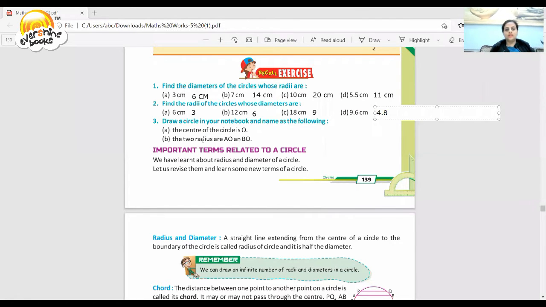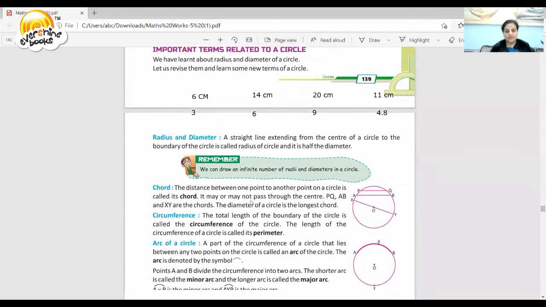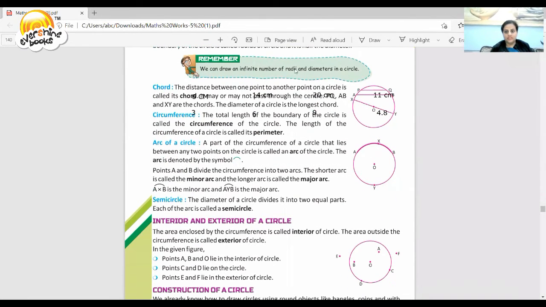Now draw a circle in your notebook and name it as the following. You have to do this with the circle. You can use a compass also. Now we can draw an infinite number of radii and diameters in a circle, because we know that a circle has infinite points. Infinite means nothing is going to be measured in that. So it has no limits, it means.